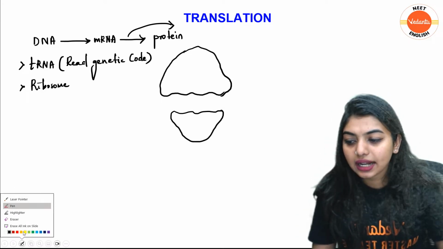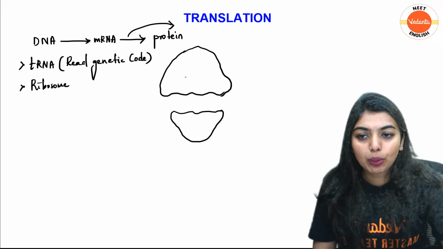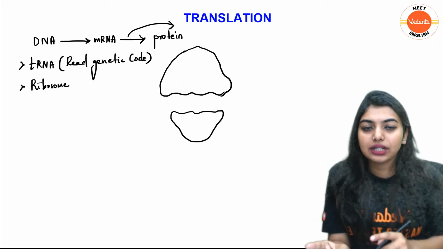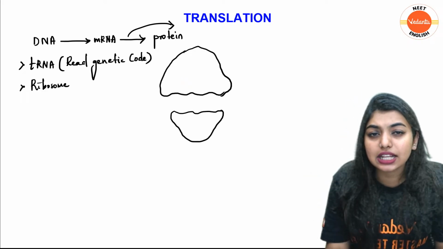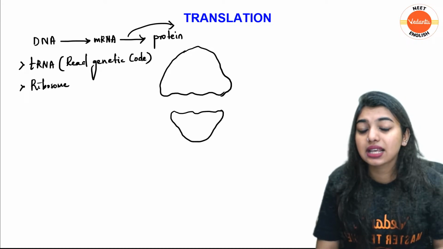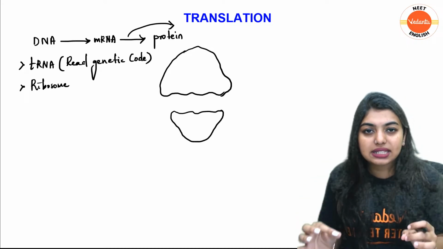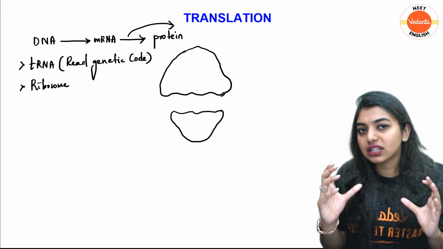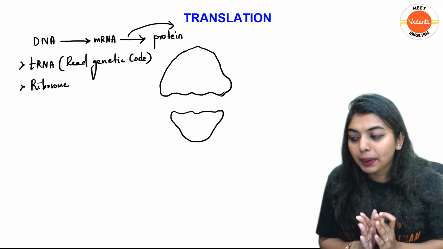This is basically a ribosome unit, this top portion and the lower portion. Now the question comes: in prokaryotes the ribosome is 70S and in eukaryotes it's 80S, but this is basically the sedimentation unit, or the Svedberg unit. It is not depending on the size.